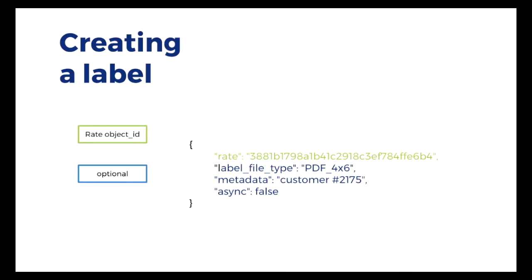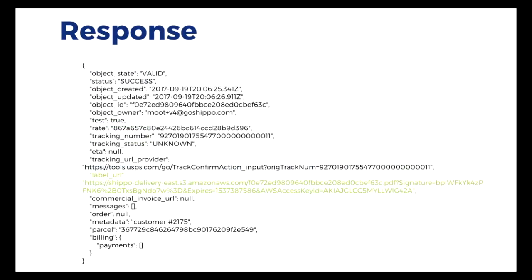In the label file type, we've selected PDF 4x6. That'll cover half of an 8.5 by 11 piece of paper for those of us in the US. And then the metadata, we wanted to track this over to a customer. So we wanted to make sure that customer 2175 has this associated with them. And so that's the most basic way to create a label. We'll just take a quick look at the response.